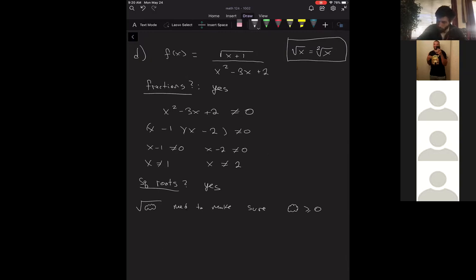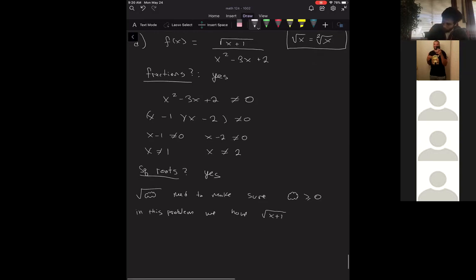In this problem, we have the square root of x plus 1. So this tells us we need the inside of our square root, x plus 1, to be bigger than or equal to 0. What this tells us is that x needs to be bigger than or equal to minus 1. Now we have these two things. From the fractions, x can't be 1, x can't be 2. From the square roots, x has to be bigger than or equal to minus 1. Both of these things need to happen.